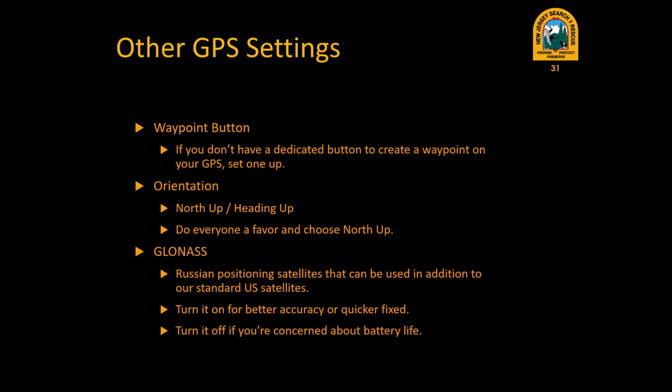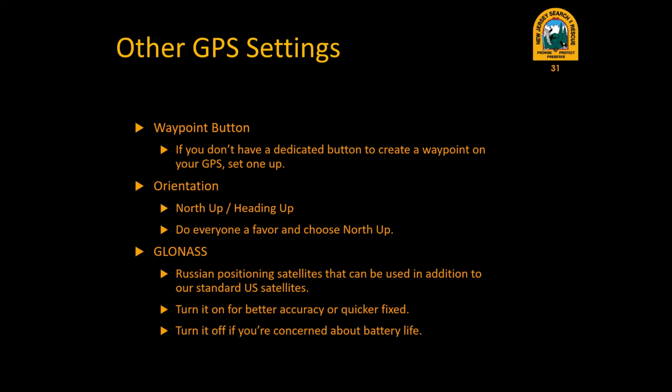The other thing you need to know in your settings on your GPS device, frequently, it gives you the option to choose north up or heading up. North up would be kind of like a map, where north is always at the top of your map. Heading up would be similar to a GPS device that you use for driving, where the azimuth at the top of the device changes depending on the direction that you're facing. Do everyone a favor, and when you're out in the field for New Jersey Search and Rescue, use north up. It's much easier to use when hiking, and it's much easier to help orient yourself with a map.